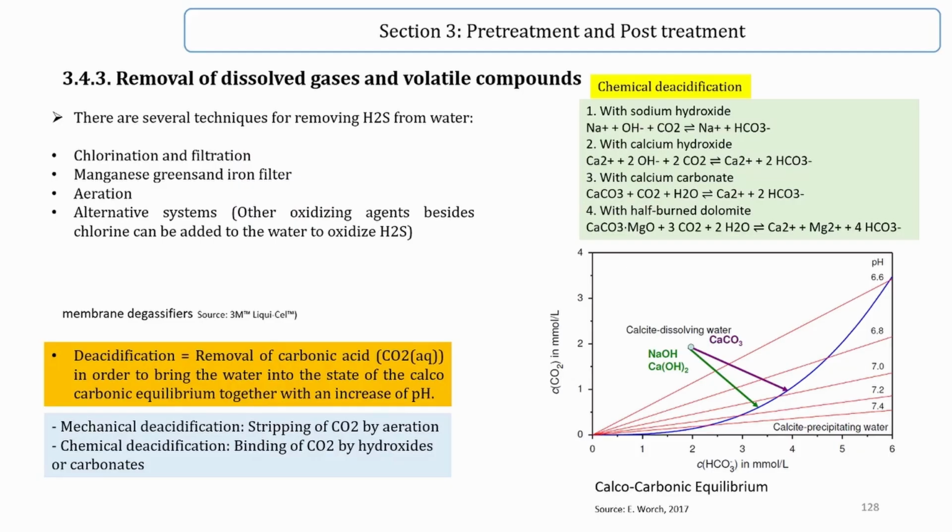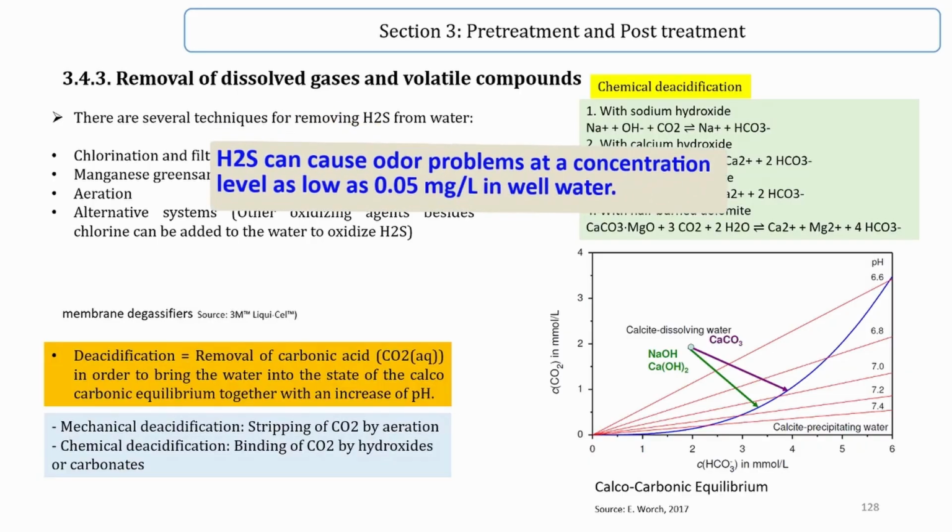Hydrogen sulfide is a dissolved gas that gives water a characteristic rotten egg taste and odor. It corrodes piping, creates odors in the house, and turns water black. Hydrogen sulfide can cause odor problems at a concentration level as low as 0.05 mg per liter in well water.